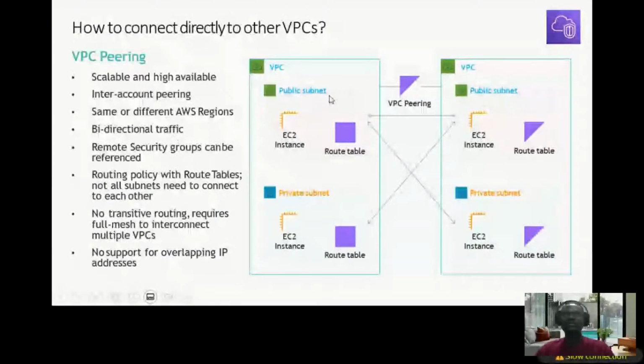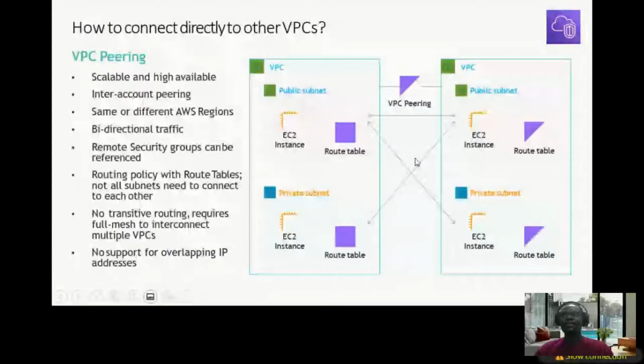So security groups can be referenced. Routing policy with route table. Nothing requires full mesh to interconnect multi-VPC. No support for overlapping IP addresses, so it does not support overlapping addresses in terms of VPC, what can come, IP address overlapping.